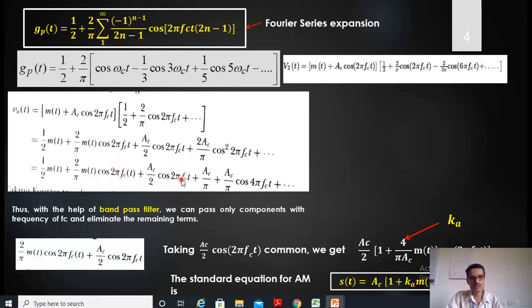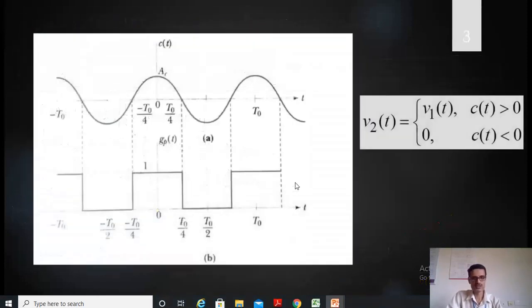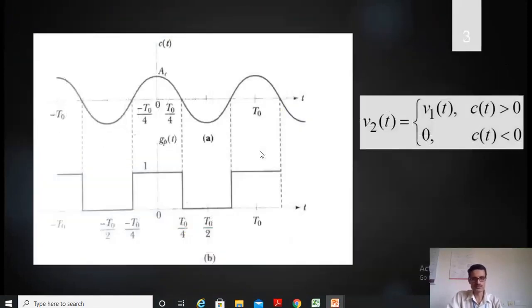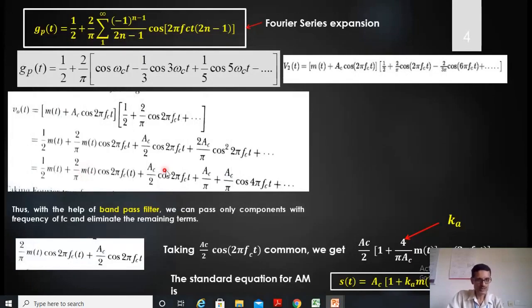This component is the unmodulated carrier, which has a frequency of fc hertz. Anyway, this will be allowed by the band pass filter. Ac by pi is a DC term, because there is no cosine associated with it. Anyway, the band pass filter will eliminate this. This is the 2fc term, Ac by pi cos 2 pi 2fc t, which is equal to cos 4 pi fc t. Anyway, the band pass filter will eliminate this also. So this term and this term will be eliminated by the band pass filter. So in the output of the band pass filter in my circuit, which I showed earlier, I will get only this term and this term.